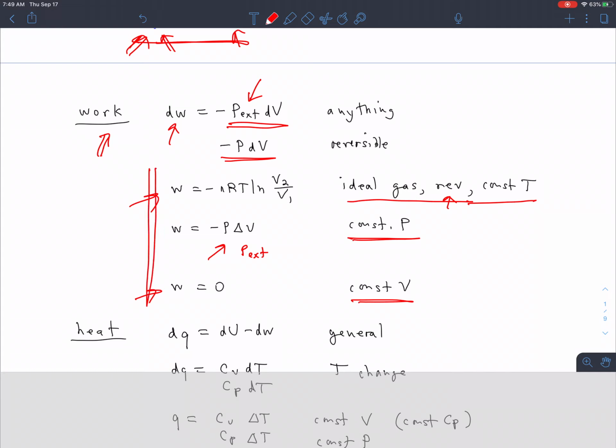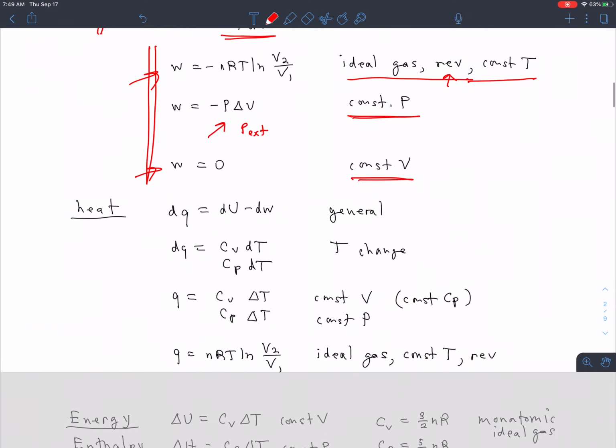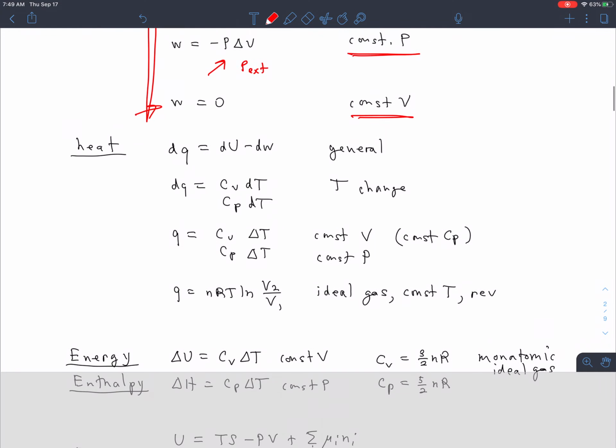So even though calculating work might be considered complicated in general, we've really only dealt with those three cases, so pretty simple in practice. The most general way of calculating a heat change is to somehow know what the total energy change is and subtract the work. That always works, but relies on being able to get the total energy change somehow. You can't always do that.